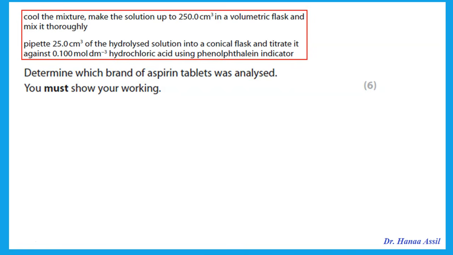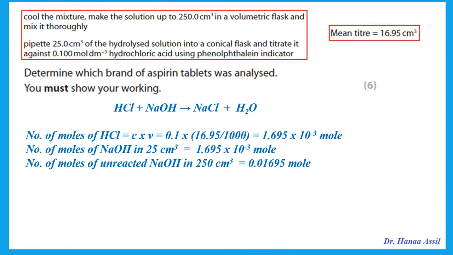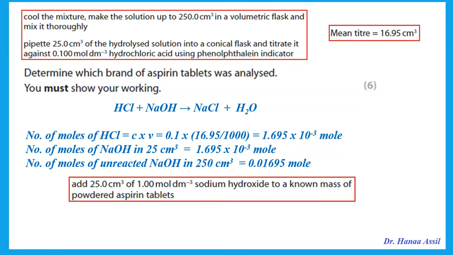We reacted sodium hydroxide and then the excess was titrated. So we did, and we got that the mean titer is 16.95 of acid. So I can get number of moles of acid, concentration times volume, and from the equation with sodium hydroxide, we know that's a 1-to-1 ratio. That means the number of moles of sodium hydroxide in the 25 cm³ that was titrated is the same. And that means I can get the number of moles of unreacted sodium hydroxide in all of the 250. So that's the number of moles of unreacted sodium hydroxide.